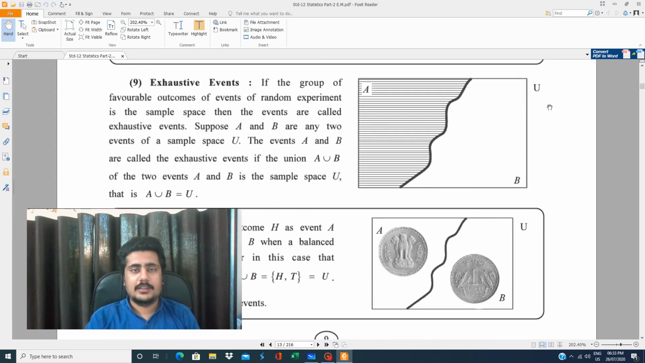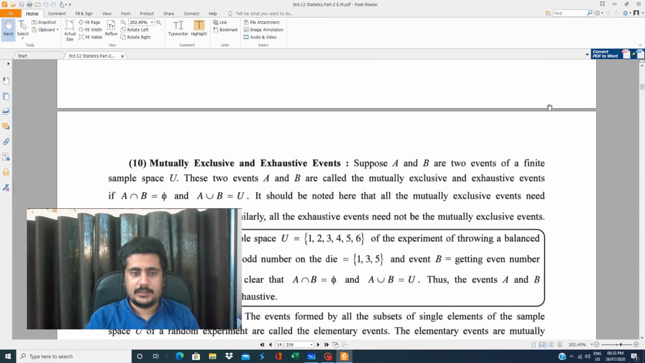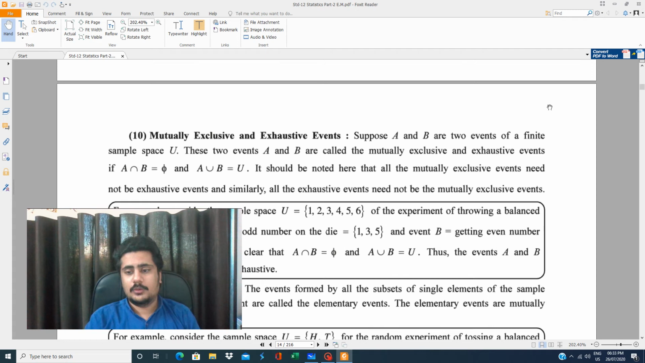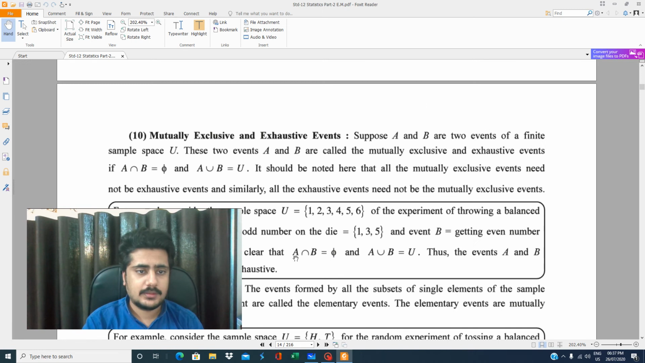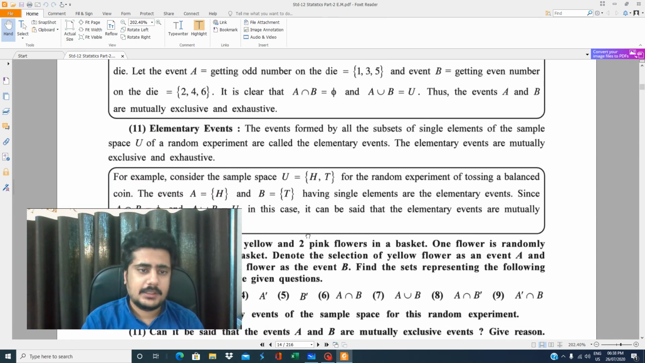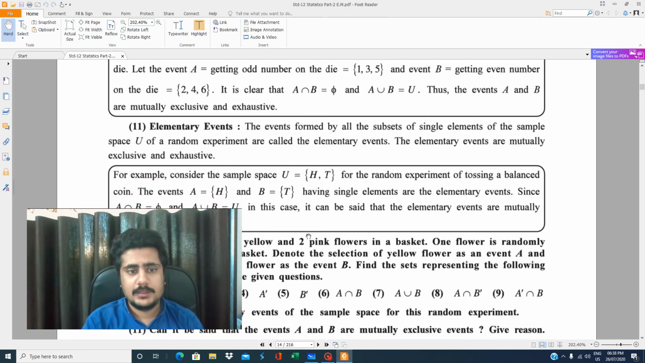Then exhaustive event. Exhaustive event means if A union B is equal to U, then it is known as exhaustive event. Then mutually exclusive and exhaustive, I told you that if both things match, that means in the same sum, if A intersection B is a null set and A union B is equal to U, it is known as mutually exclusive and exhaustive event. And an elementary event means an event consisting of a single element.